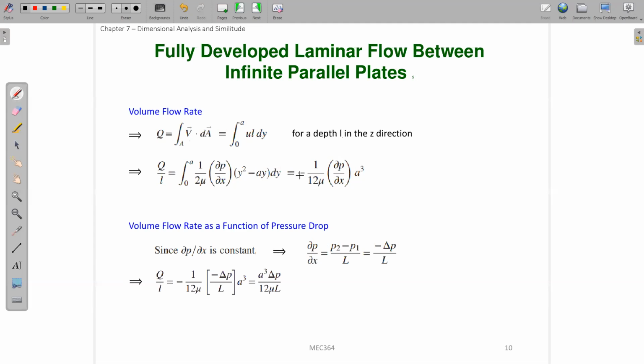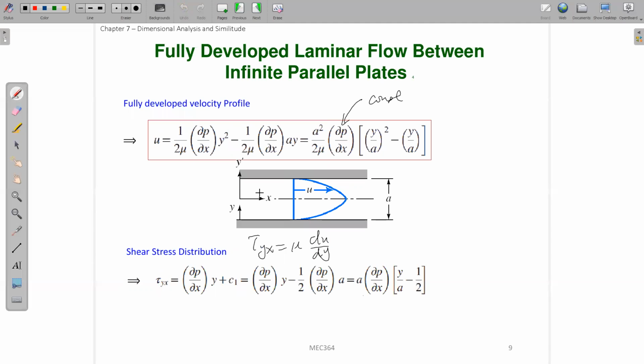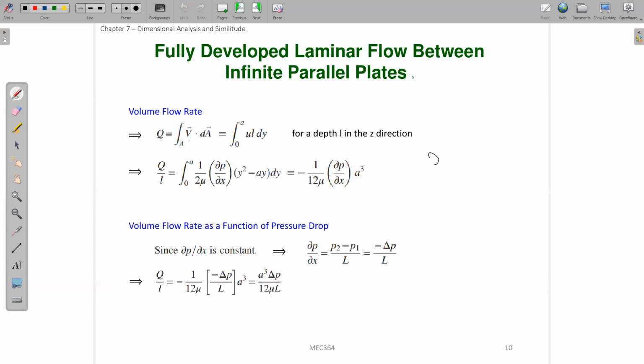And why this negative sign? Because partial p partial x is smaller than 0. We know that the pressure is dropping: the pressure on the left is larger than the pressure on the right, then the flow will move to the right. So partial p partial x is smaller than 0, so that flow can move to the right. That's why you have the minus sign. So the overall value here will be a positive value for the volume flow rate, because we know that the volume flow rate is always a positive value.